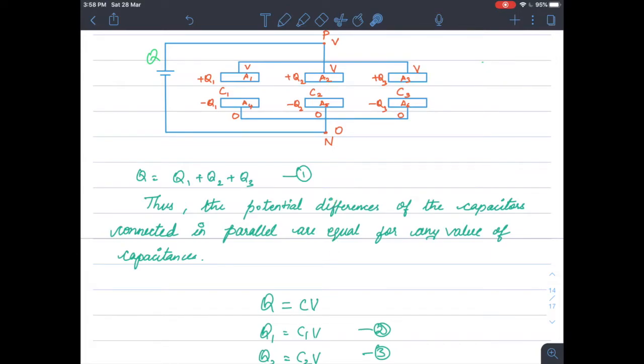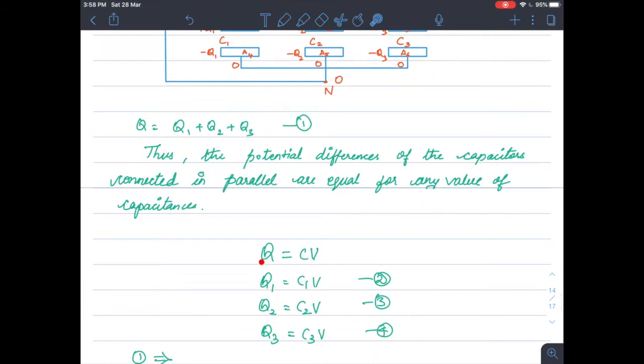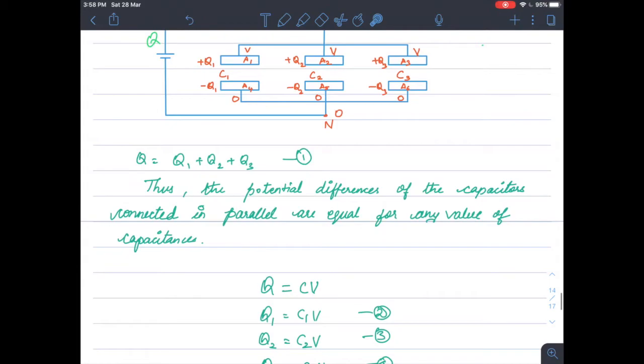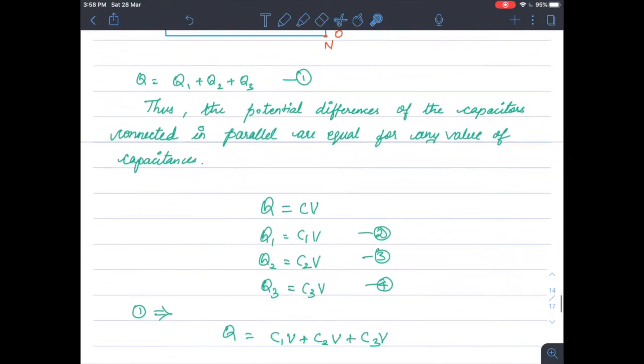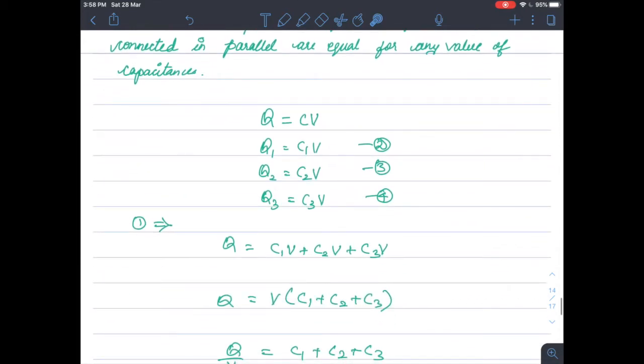So according to the equation of capacitance, Q is equal to CV. So Q1 will be C1V, because the potential is the same, C1 is the capacitance value, and Q1 is the charge in the first capacitor. Similarly Q2 is equal to C2V, Q3 is equal to C3V, and we know the total charge is given as Q1 plus Q2 plus Q3. So I substitute Q1, Q2, Q3 in this general equation. Now Q is equal to C1V plus C2V plus C3V.